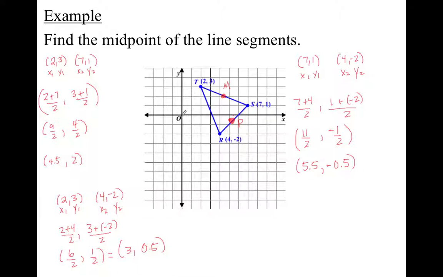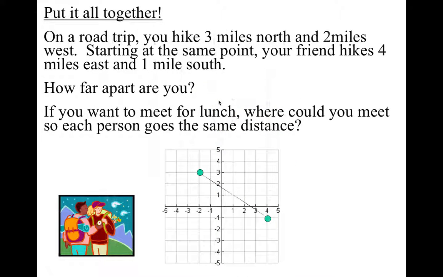So once again, I start at the origin. I will count to the right, 1, 2, 3 units, count up half of a unit, and I see that is my point, and we will call that midpoint A. So let's put it all together. Okay. So when we put it all together, it says, on a road trip, you hike 3 miles north and 2 miles west. Starting at the same point, your friend hikes 4 miles east and 1 mile south. How far apart are you? If you want to meet for lunch, where could you meet so each person goes the same distance?